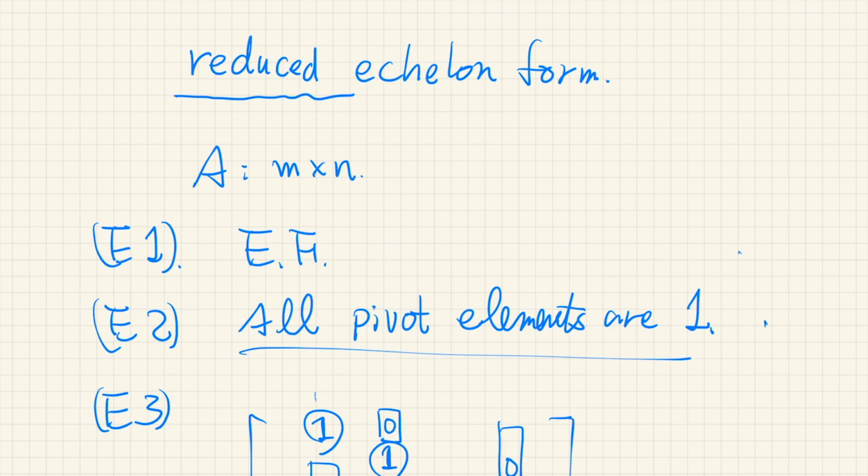And also, the reduced echelon form of a matrix is unique. There are no two distinct reduced echelon forms for a given matrix. It's unique. Only one reduced echelon form.